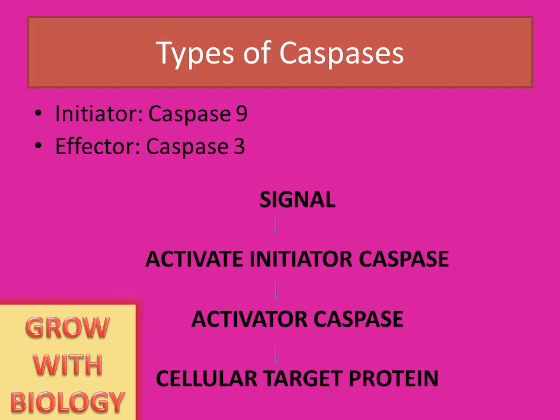Now, regarding types of caspases, there are initially two types. One is the initiator, another is the effector. There are many examples, but we will deal with only one example of each. The initiator is caspase 9. The effector is caspase 3. Initiator means the first caspase which will start the process of apoptosis. Once it has initiated, the rest of the caspases will start their activity, so those are known as effectors. First a signal will attack the cell and activate the initiator caspase, which will activate the effector caspase, and then the cellular target proteins are targeted. When the cellular proteins are targeted, it starts degrading them.